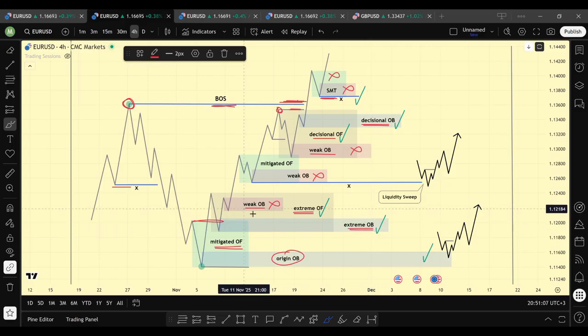That's the reason why I use this one here as a smart money trap or a weak POI, a false hope, an inducement trap. You can use all of those names to represent this one here.